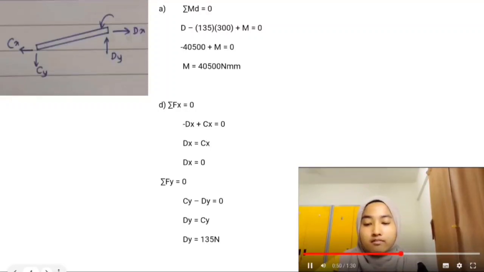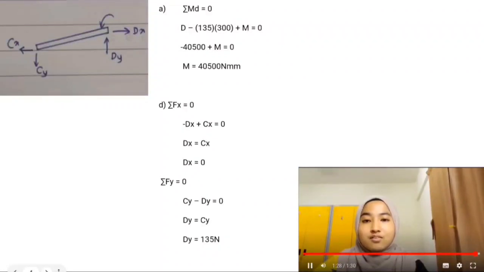For D, to calculate the support at pin D for theta 90 degree. So we use Fx equals to 0 and Fy equals to 0. For Fx equals to 0, we just put negative Dx plus Cx equals to 0 and Dx equals to Cx. Dx equals to 0. For Fy equals to 0, Cy minus Dy equals to 0. Dy equals to Cy, and the total of Dy is 135 Newton.